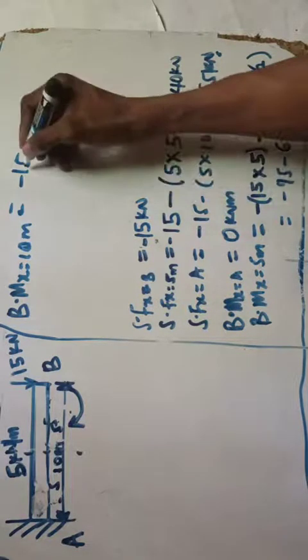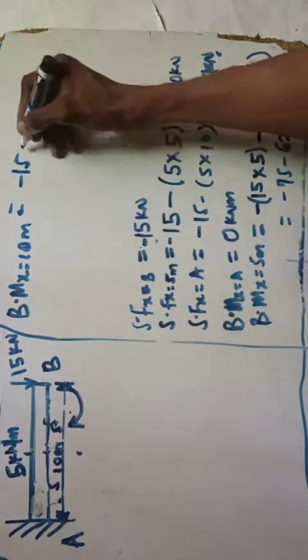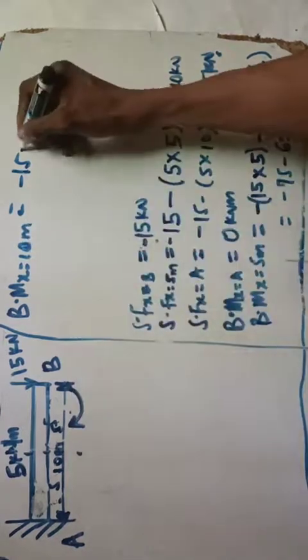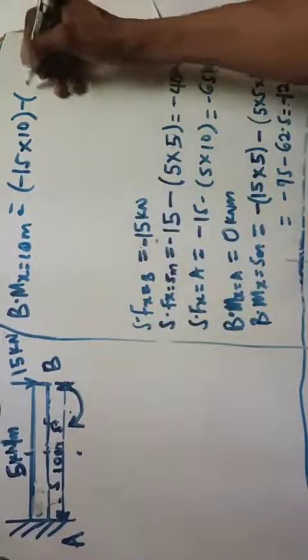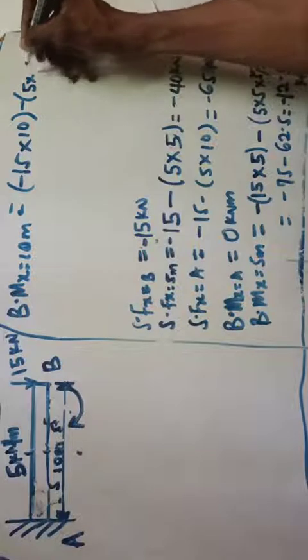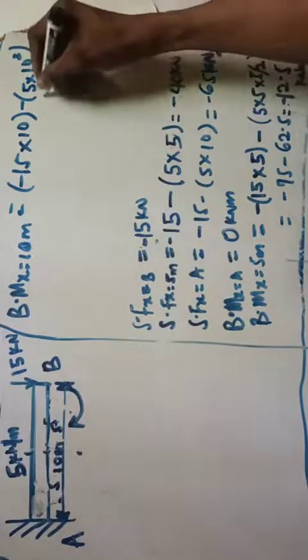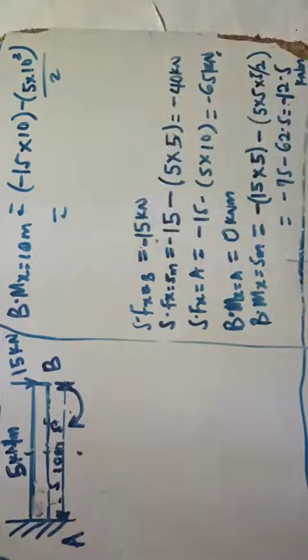So that will be minus 15 times total length times 10, minus WL square over 2. That is for the bending moment, that will be WL square. That will be 5. L square is what? 10 square over 2. So just put it there. You're going to have your answer as 100 as well.